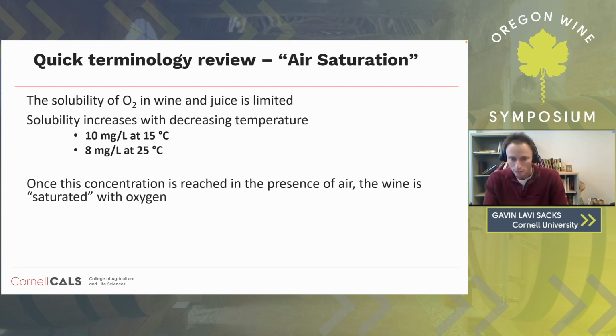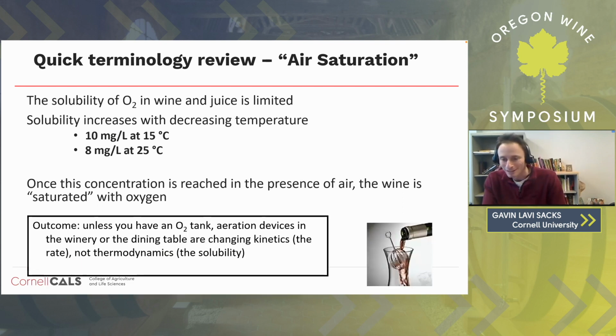Ordinarily, when you do things in the winery or at home, if you're trying to use one of these decanters, what you're changing is not the solubility of oxygen, rather you're changing the kinetics, how fast a wine or a juice is going to reach saturation, the point where you have as much oxygen dissolved as possible. The concentration at which you reach saturation is temperature dependent. It's also dependent on ethanol content, but generally it's in the ballpark of 8 to 10 milligrams per liter, so not terribly soluble, with slightly higher levels of solubility at colder temperatures.